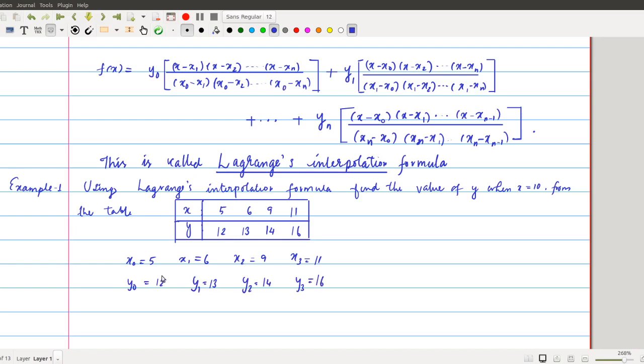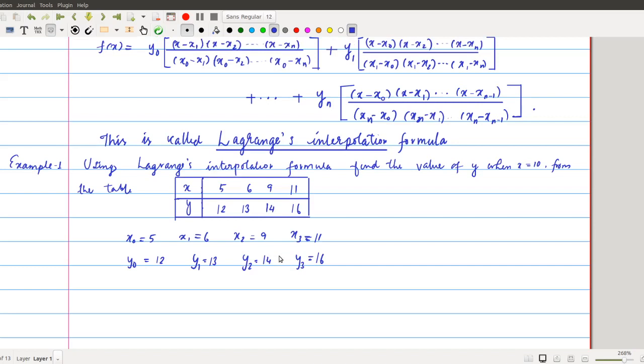First you observe that these x0, x1, x2, x3 are not at equal intervals. This is 5, 6, the difference is 1 here, but the difference is 3 between the consecutive numbers 6 and 9. So we can consider these as unequal intervals. So we use the Lagrange interpolation formula. If these values are at equal intervals, then we can use the Newton-Gregory interpolation formula. So in this case we use Lagrange's formula.